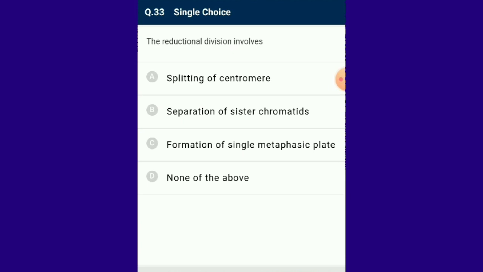Question number 33. The reductional division involves. Meiosis is the reductional division in which the chromosomes are paired first with each other. Homologous chromosome pairing is followed by the reduction in the number of chromosomes to half. Meiosis is a type of cell division in which homologous chromosomes separate after the exchange of fragments. As a result of meiosis, 4 haploid cells are produced, which are all genetically different from each other. This extent of variation is due to the process of crossing over or exchange of segments between homologous chromosomes. So the answer for this question is option D. The reductional division involves none of the above.